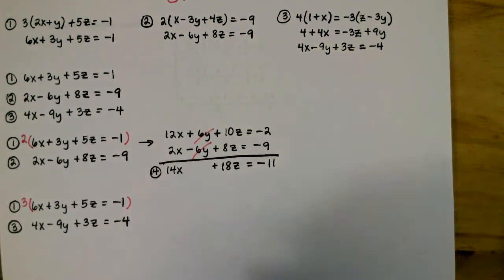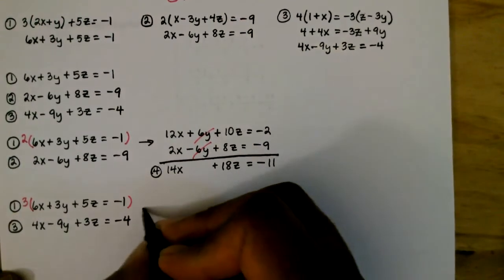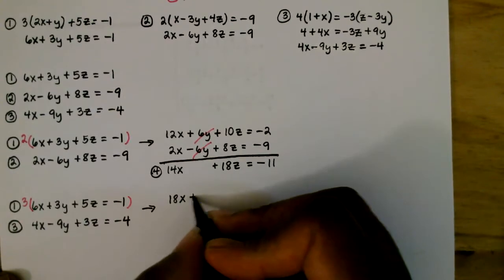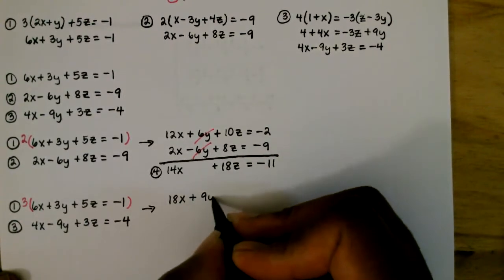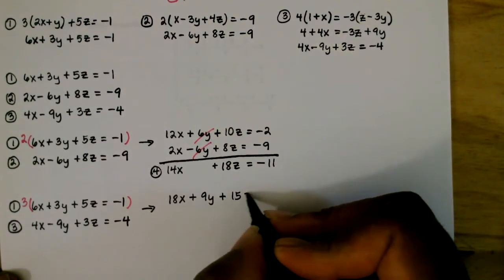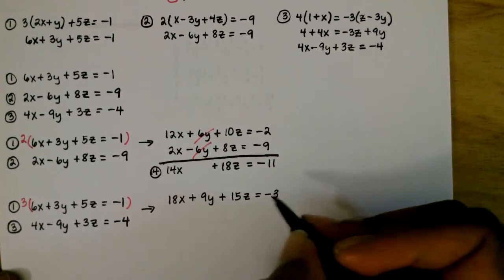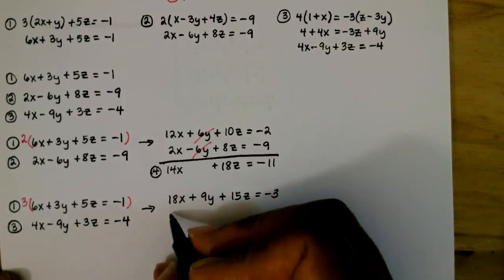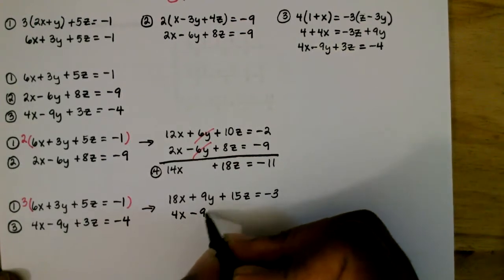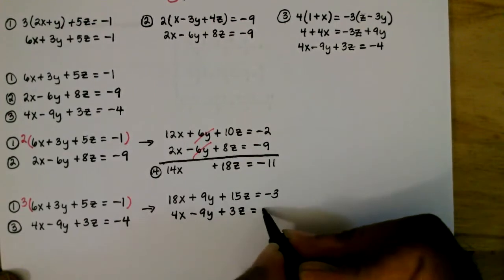Now, when I do that, here's what I'm going to have. 3 times 6x, that's going to be 18x, plus 3 times 3y, which is 9y, plus 3 times 5z, which is 15z, equaling 3 times -1, which will be -3. And now I'll bring over equation number 3, which is 4x minus 9y plus 3z equals -4.